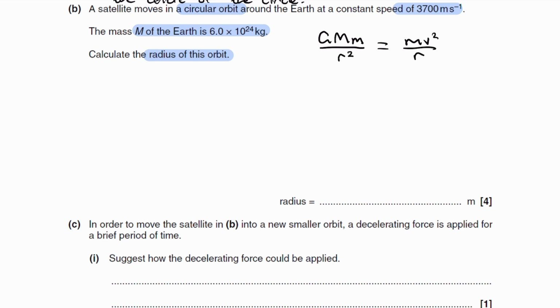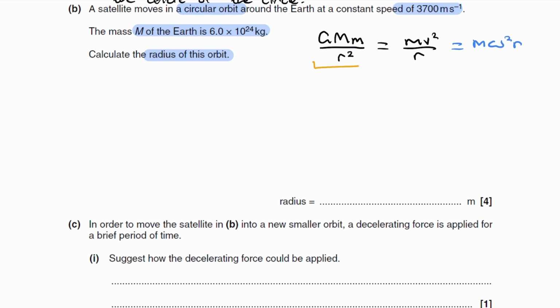You have two options for the centripetal force equation. You can either use mv squared over r or m omega squared r. In this case, I've used mv squared over r because we're given the speed. We're not told what the angular speed is, so although it is also equal to m omega squared r, this wouldn't be as useful as this version of the centripetal force equation.